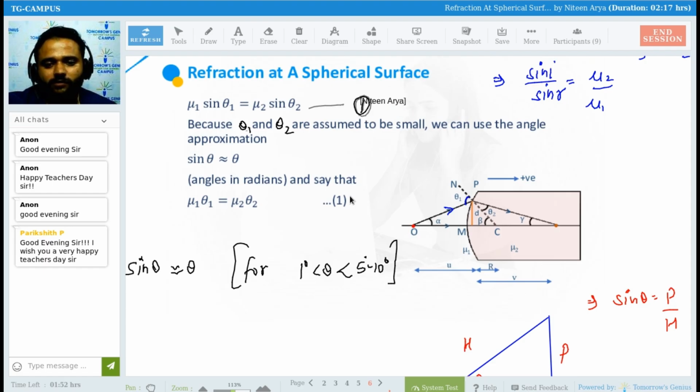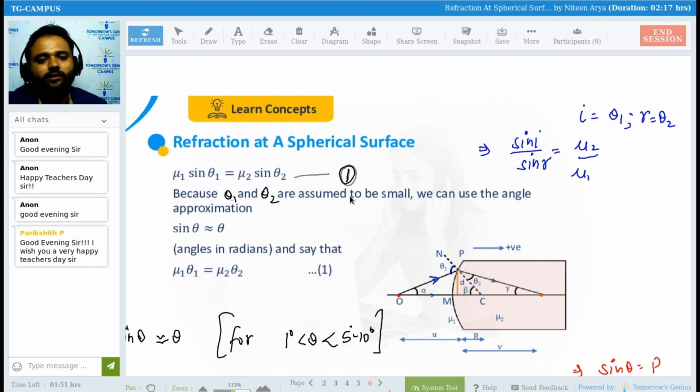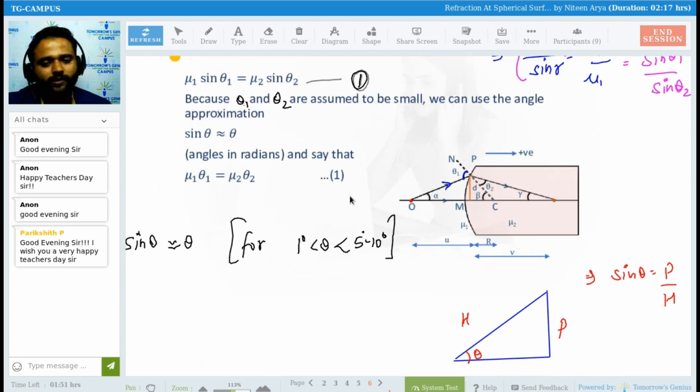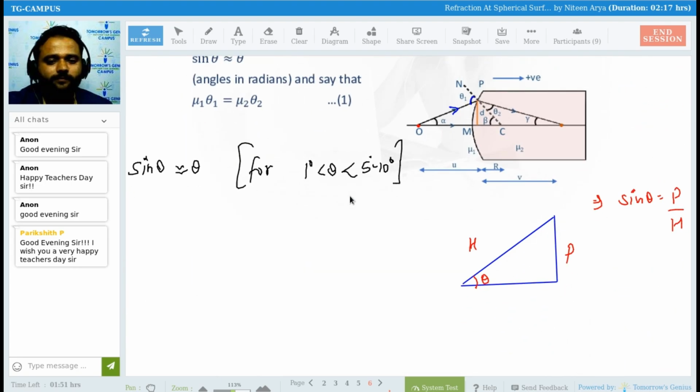This is your equation number 1, mu1 sine theta1 equals mu2 sine theta2. Where does it come from? From this particular terminology, sine theta1 equals sine theta2. Clear? So then mu1 theta1 equals mu2 theta2. Clear? This one? Good. So now moving ahead.